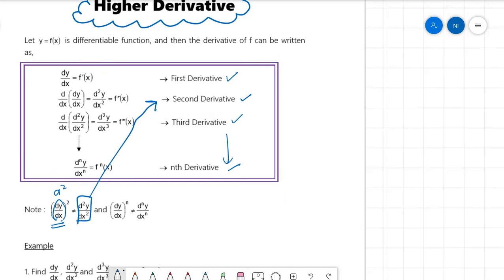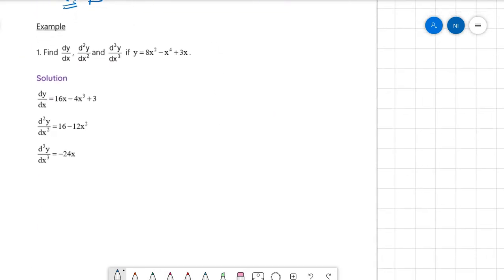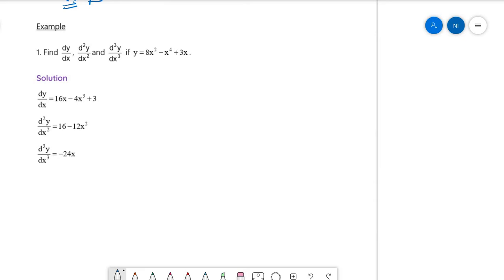For example, let's say we have here: find dy/dx, d squared y/dx squared, and the third derivative if we have y equals 8x squared minus x to the power of 4 plus 3x. So dy/dx is the first derivative, so we differentiate this function y. Differentiate 8x squared is 16x. Differentiate negative x to the power of 4 will be negative 4x cubed. Differentiate 3x is actually 3. You need to be quick here.